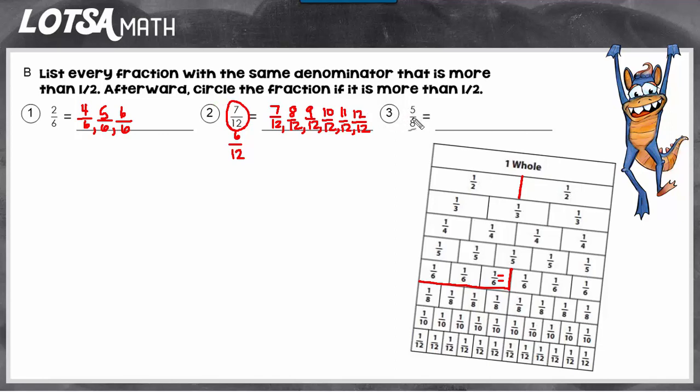So let's do one more. We have 5/8. If we just think about where half would be, half of 8 would be 4/8, then it's easy to know which 8ths are more than 1/2. So 5/8 would be more than 1/2. So would 6/8, 7/8, and 8/8. All of these are more than 1/2. So we're going to circle 5/8 because it's on our list of fractions that are more than 1/2.